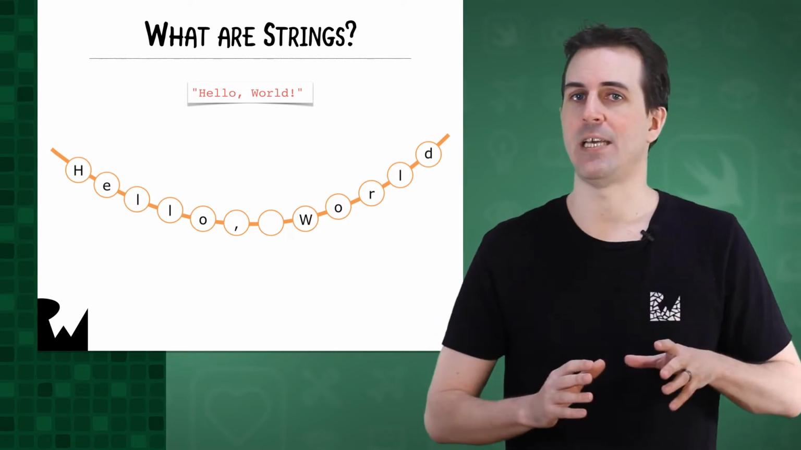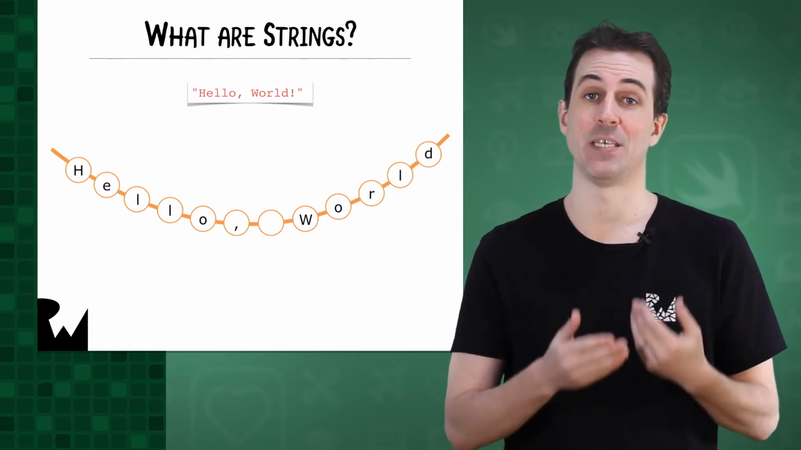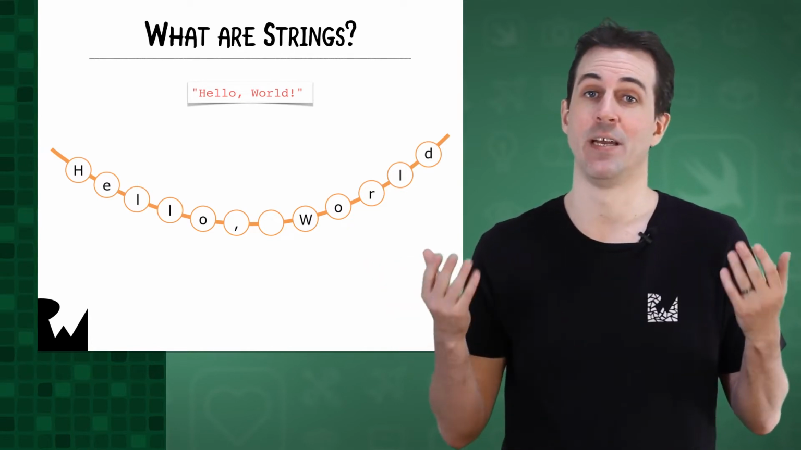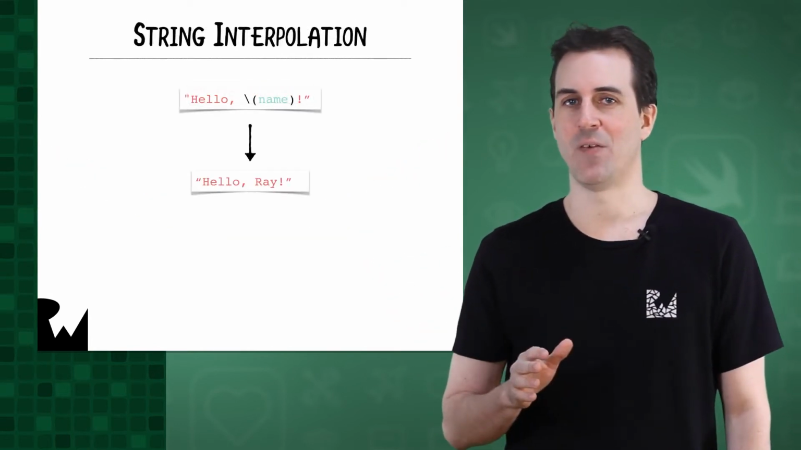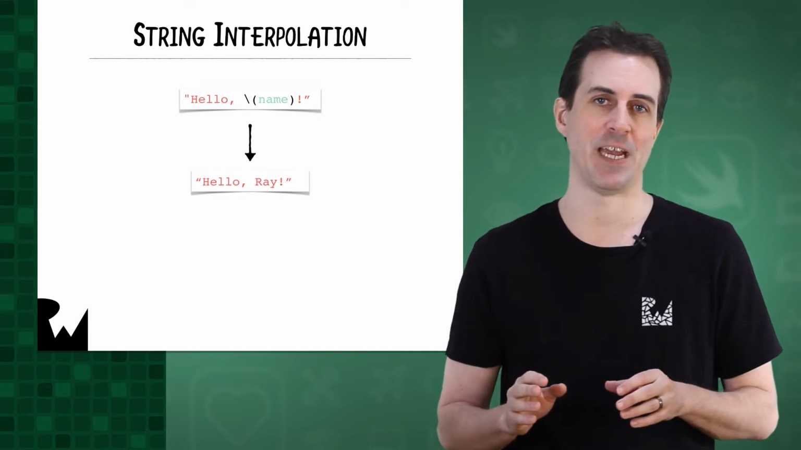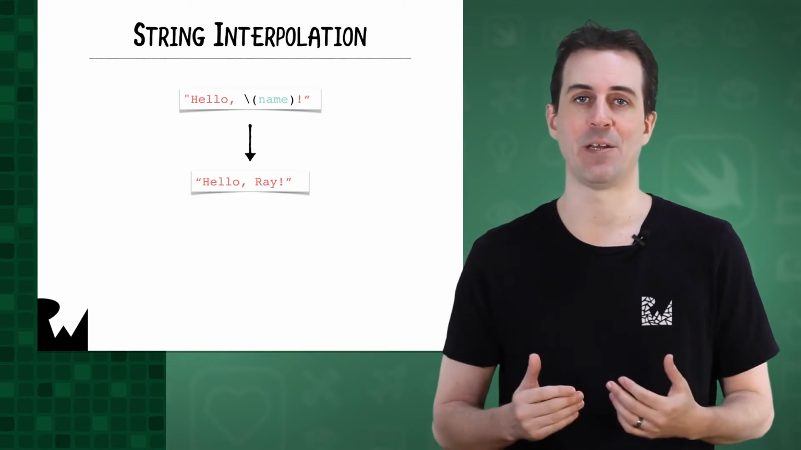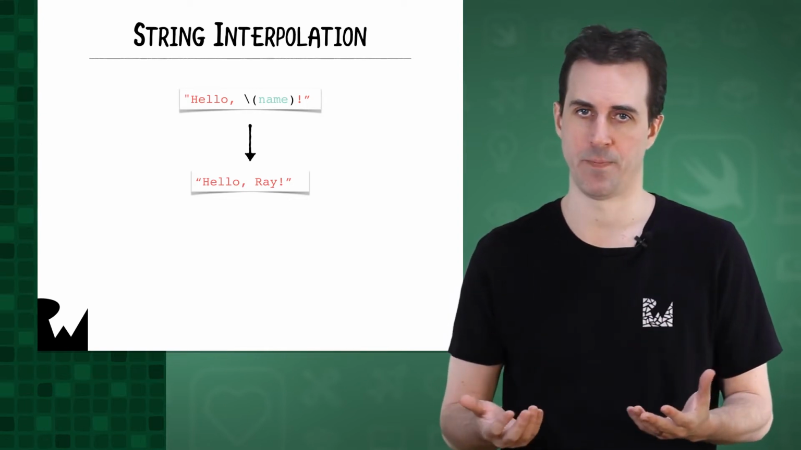Now, behind the scenes, strings are just a sequence of characters. You can imagine them as a bunch of characters hanging on a piece of string, like you see here. Strings in Swift have a cool feature called string interpolation. That's just a fancy way of saying that you can put placeholder values inside strings that are replaced dynamically by code when your app runs.